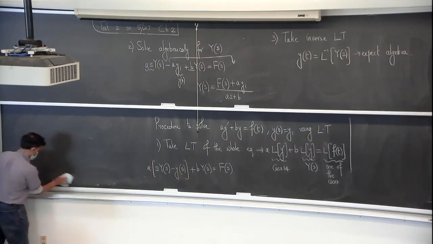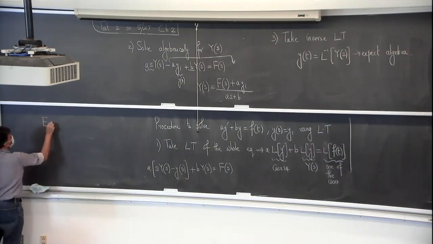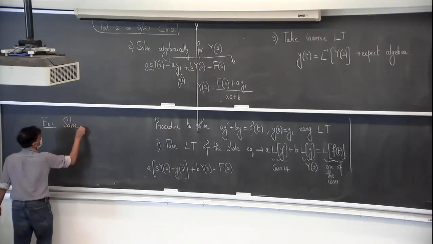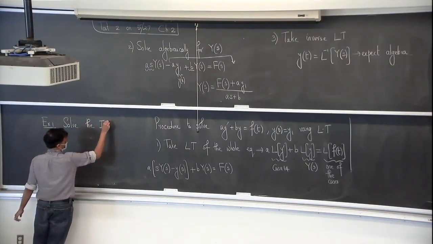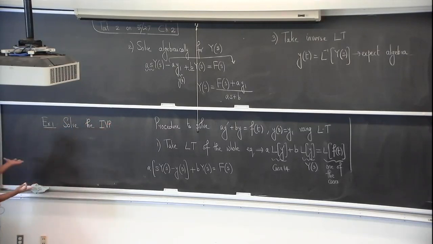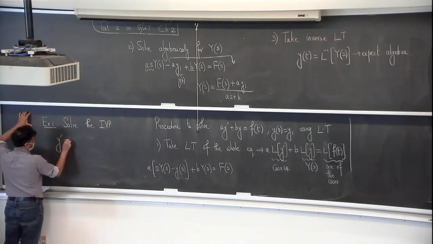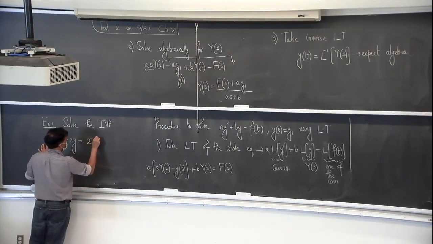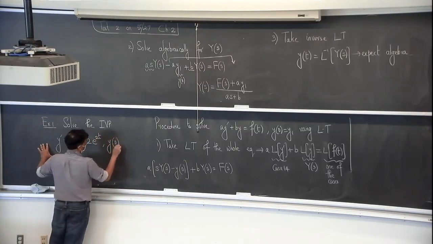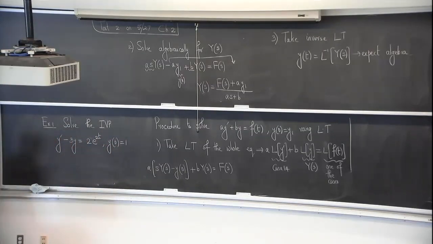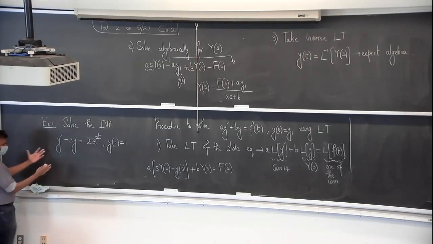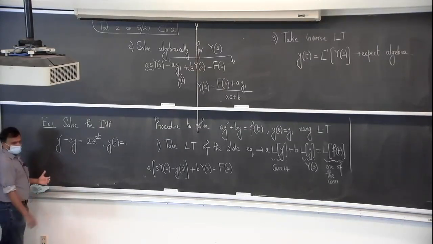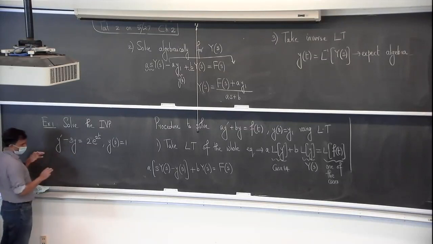Example 1. Solve the initial value problem. I'm not going to explicitly write using Laplace transform, but I hope you understand you're doing that. So, y prime minus 3y equal to 2 e to the power of 2t with y of 0 equal to 1. This is something you would have done using integrating factor in chapter 1. It's not a separable equation. So if you were doing section 1.4, it's a perfect candidate for integrating factor. But right now we are using the Laplace transform.